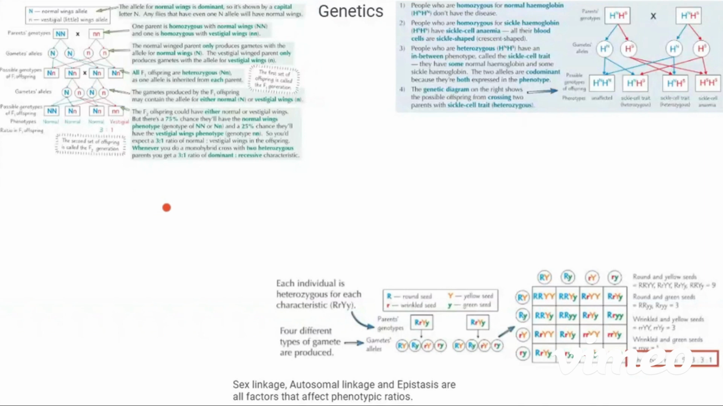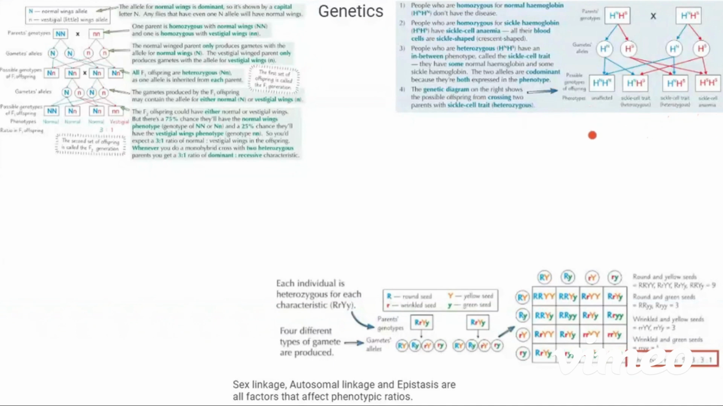Codominance is when both alleles are expressed in a phenotype, neither one is recessive. One example is sickle cell anemia in humans. The phenotypic ratio of this genetic diagram is 1 to 2 to 1.